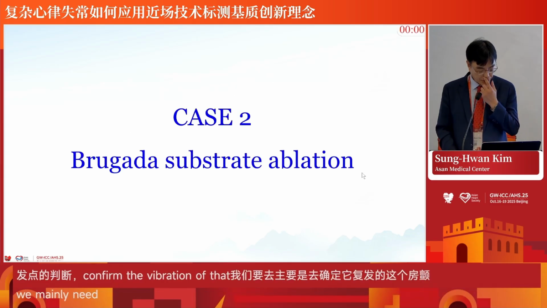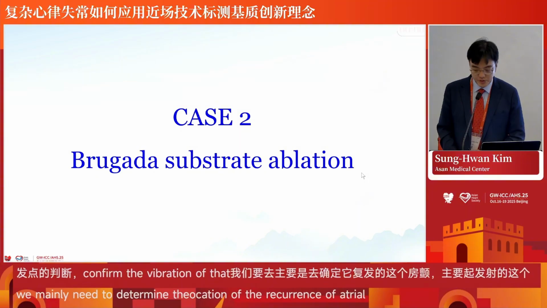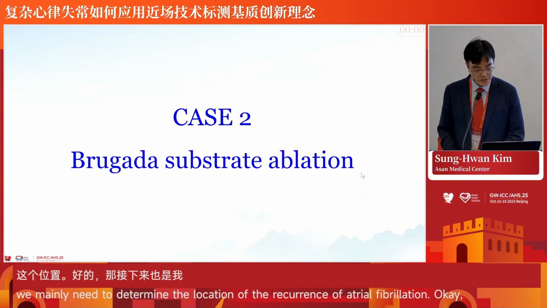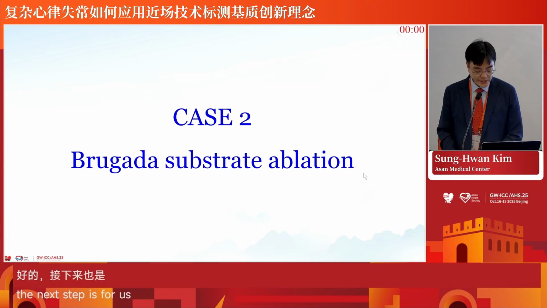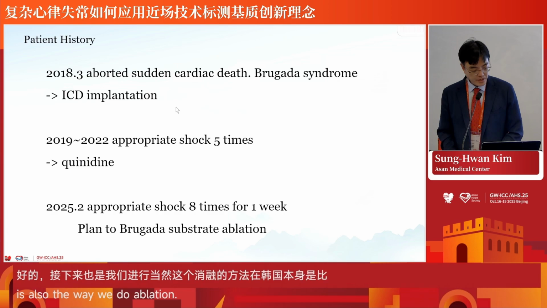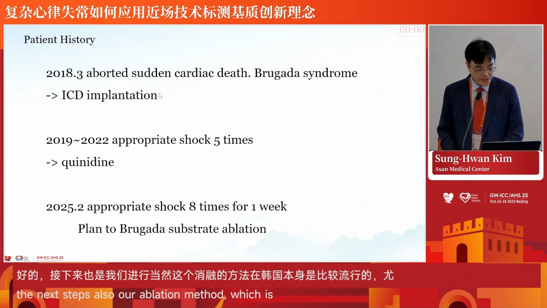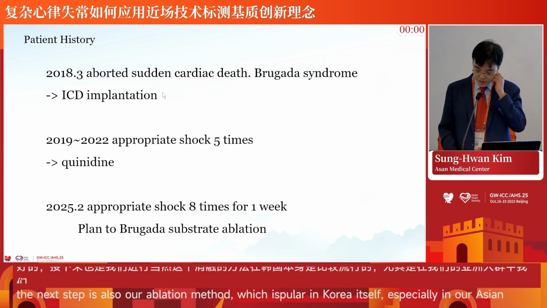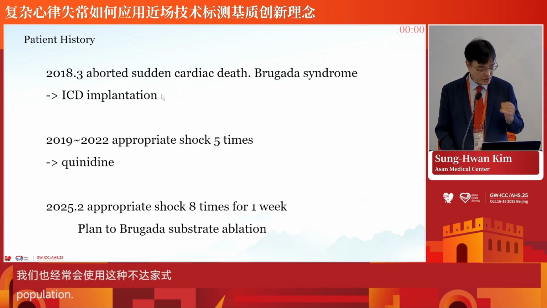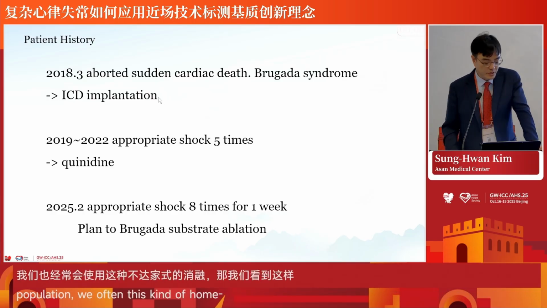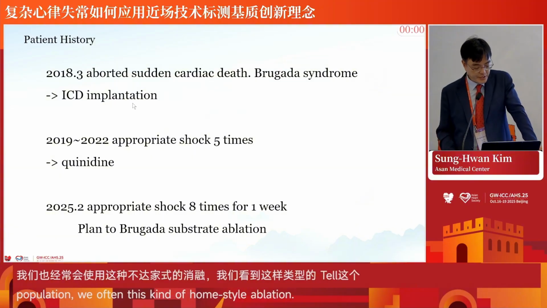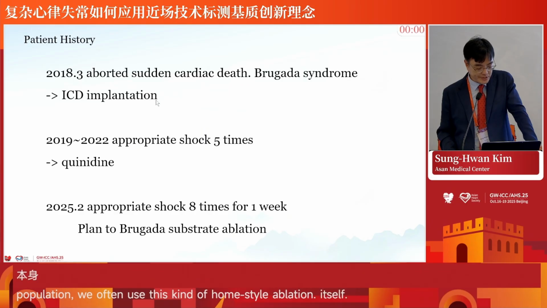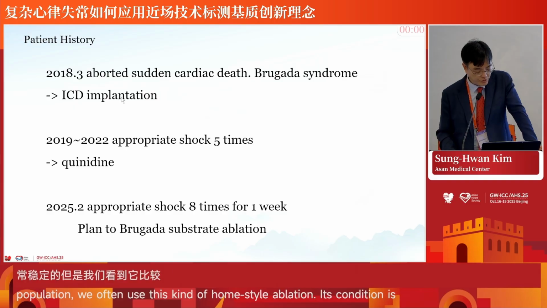Next case is Brugada substrate ablation. As you may know, Brugada syndrome is relatively common in Korea and East Asia. As you can see, some patients with Brugada are very stable without catheter ablation. But in this case, he suffered from aborted sudden cardiac death, and I implanted an ICD in 2018.